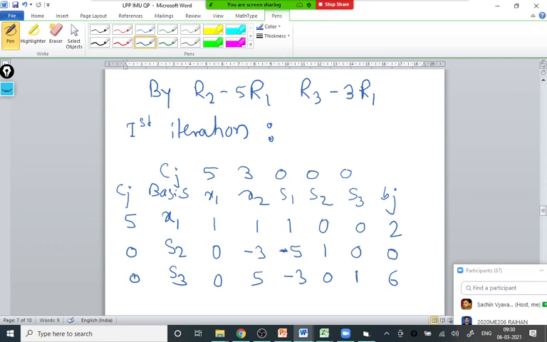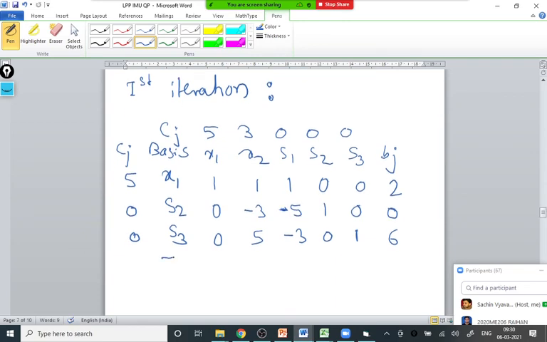Now you have to tell me the Zj. Yes, tell me the Zj. Obviously only this dot product will exist: 5 into 1 plus 0 into 0 plus 0 into 0. That is 5, 5, 5, 0, 0. Am I clear? Yes, sir. So Cj minus Zj is 0, minus 2, minus 5, 0, 0, 0.